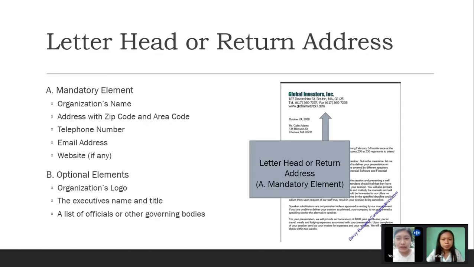The first part is the letterhead or return address. The letterhead or return address is the address of the person who writes the letter. The first, mandatory elements: organization name, address with zip code, area code, telephone number, email address, and website. Second, optional elements: organization's logo, the executive name and title, a list of officials or other governing bodies. So on the right side, here is the example of the mandatory elements.